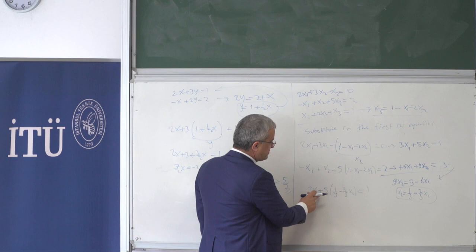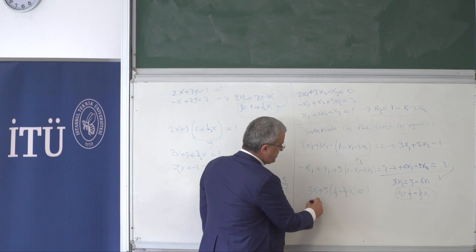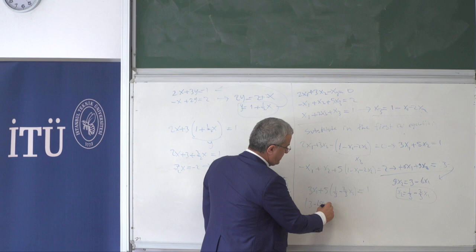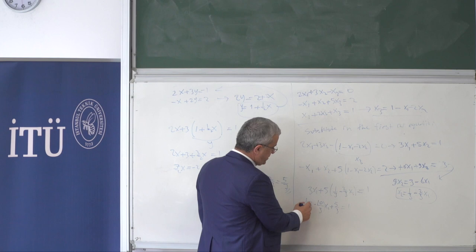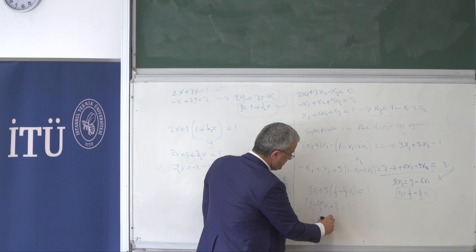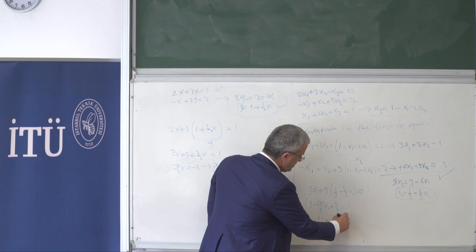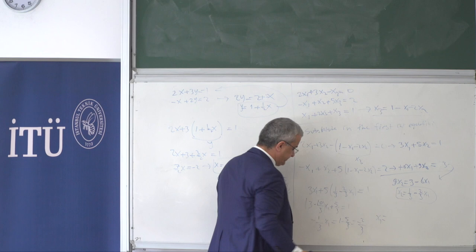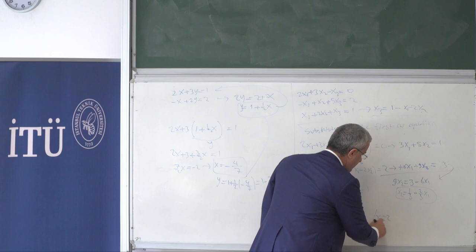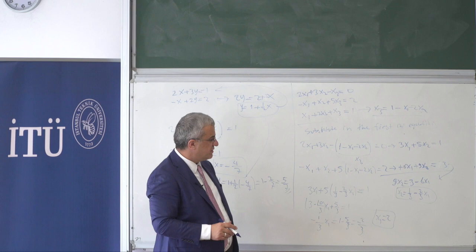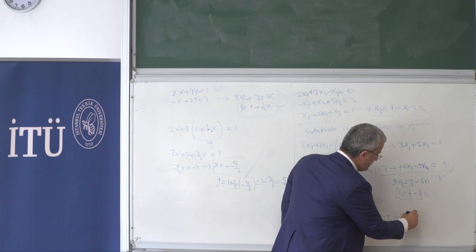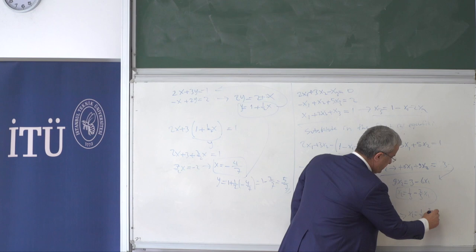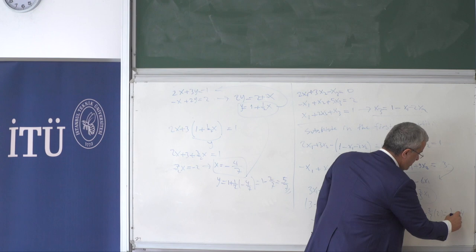So how many x1s do I have? 3 minus 10 over 3 x1 plus 5 over 3 is equal to 1. So this is minus 1 over 3 x1, and this goes to the other side. This becomes 1 minus 5 over 3, which is minus 2 over 3. So what is x1? x1 is equal to 2. Then what is x2? 1 over 3 minus 2 over 3 times 2. So it is 1 over 3 minus 4 over 3, which is minus 1.